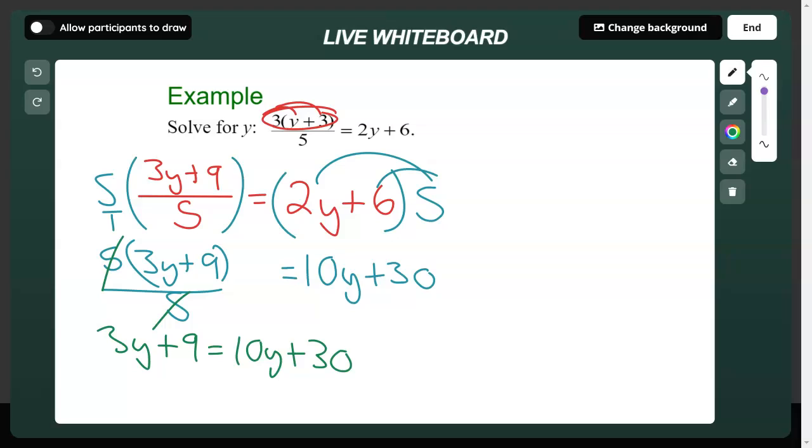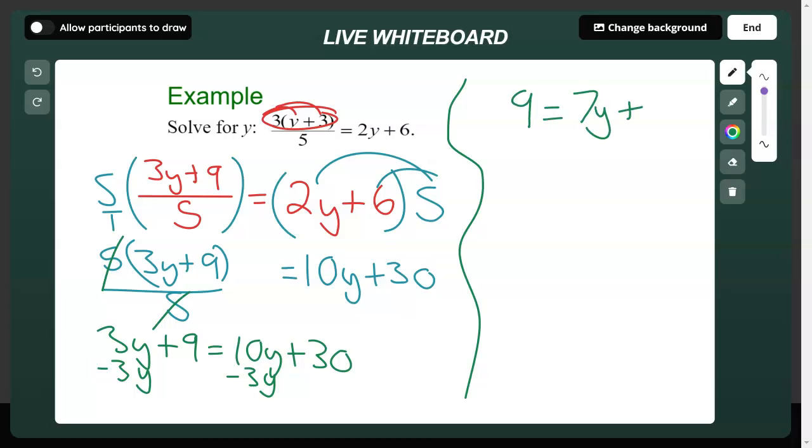Alright? So now we've cleaned it up. Now it's back to something that we're more used to. So now what? 10y minus 3y. Let's go ahead and subtract 3y. Okay? So 10y minus 3y gives me 7y. So let me write up here, I got 9 equals 7y plus 30.